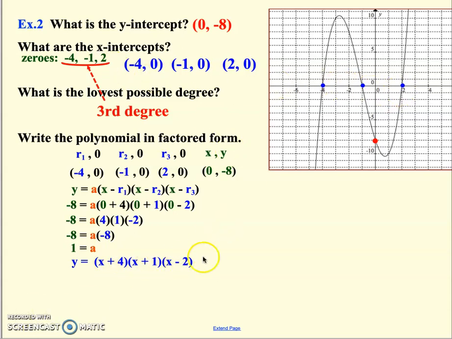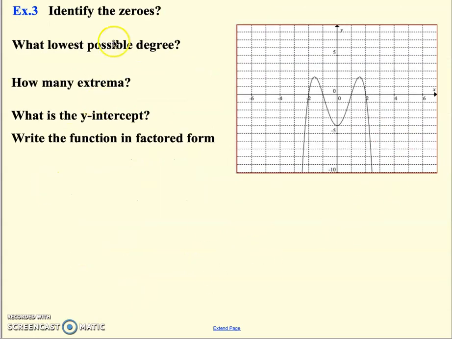Okay, and we're going to tie this idea into a concept called behavior in just a minute. Anyway, let's try another one. So identify my zeros. So I'm trying to switch back and forth in the questions. One question zeros, the next question x-intercepts, to show you guys that it's an interchangeable concept. So if I list out my zeros, there they are. And then lowest possible degree is a 4th degree because I have 4 zeros.